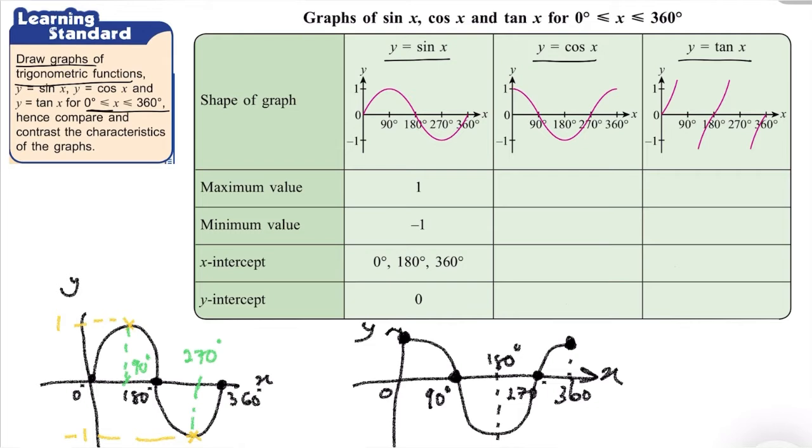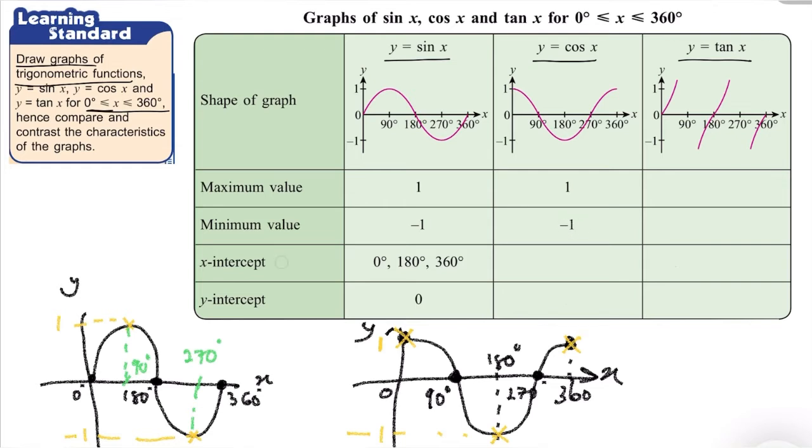Okay, next let's talk about the maximum value. So my maximum value is here, which is 1, and here. My minimum value is here, which is at -1. Okay, and then let's have a look at the characteristic. We have maximum value, x-intercept and y-intercept. So maximum value, we know it is here at 1. Okay, and the minimum value is here at -1.